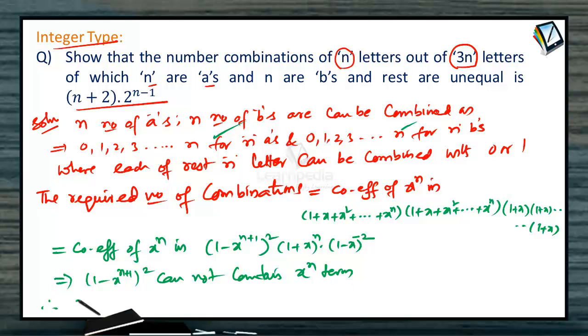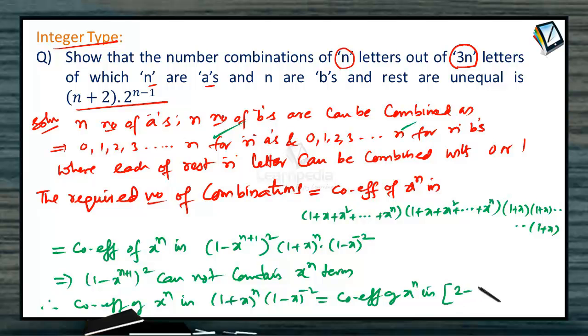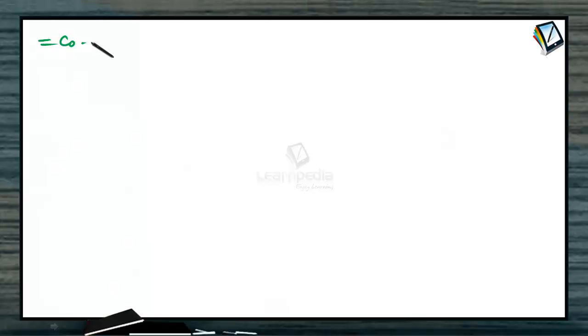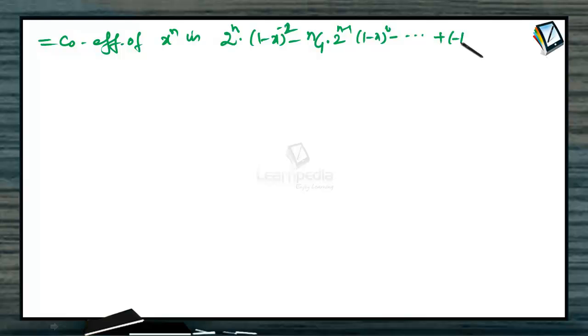So what we have is the coefficient of x^n in (1 + x)^n (1 - x)^(-2), which is equal to the coefficient of x^n in the expansion. If I rewrite this as (2 - (1 - x))^n into (1 - x)^(-2), on simplifying, this will become 2^n (1 - x)^(-2) - nC1 2^(n-1) (1 - x)^0 + ... + (-1)^n nCn (1 - x)^(n-2).